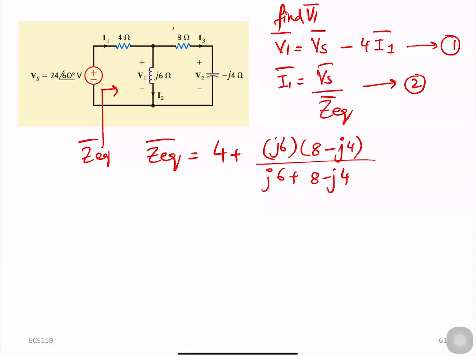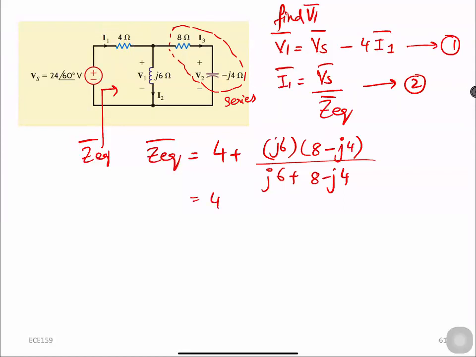Right, so this is a series combination. This is a series combination. This series combination is in parallel with the inductor. This equivalent of this will be in series with 4 ohm. This is exactly what I wrote here in this equation.